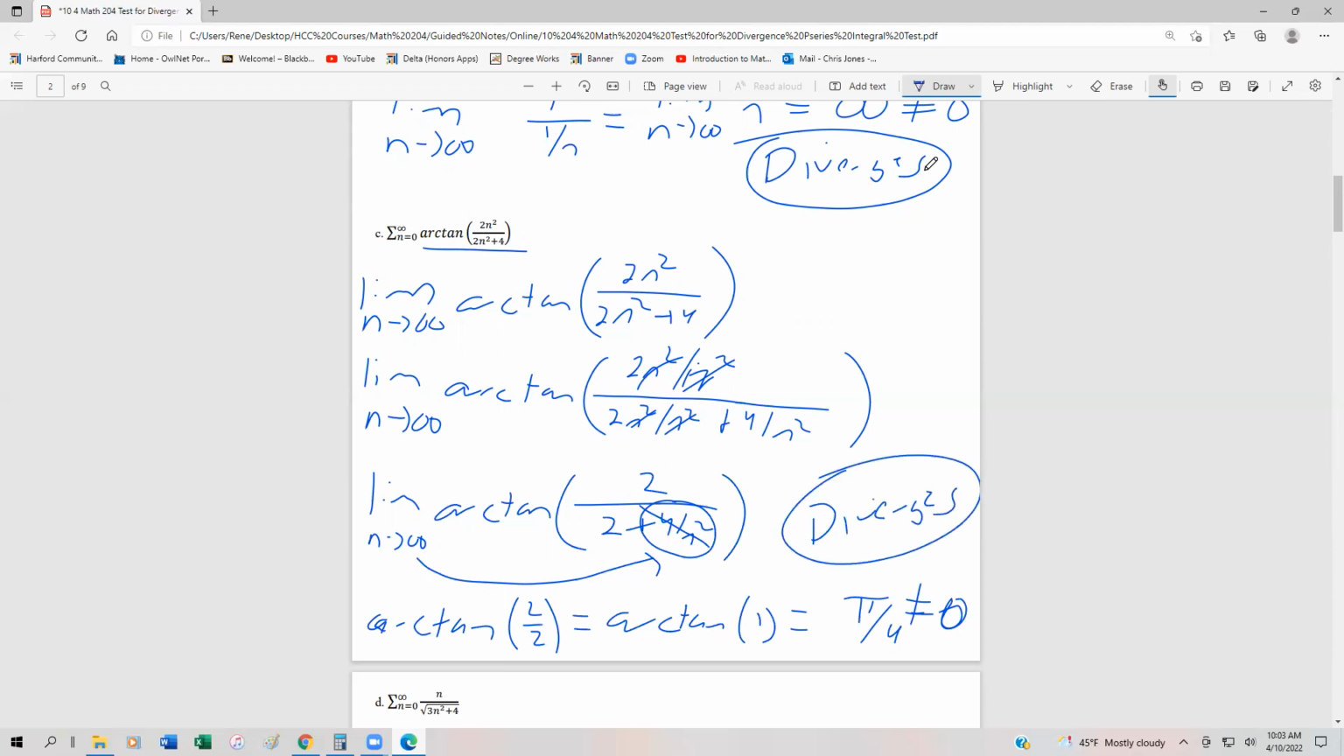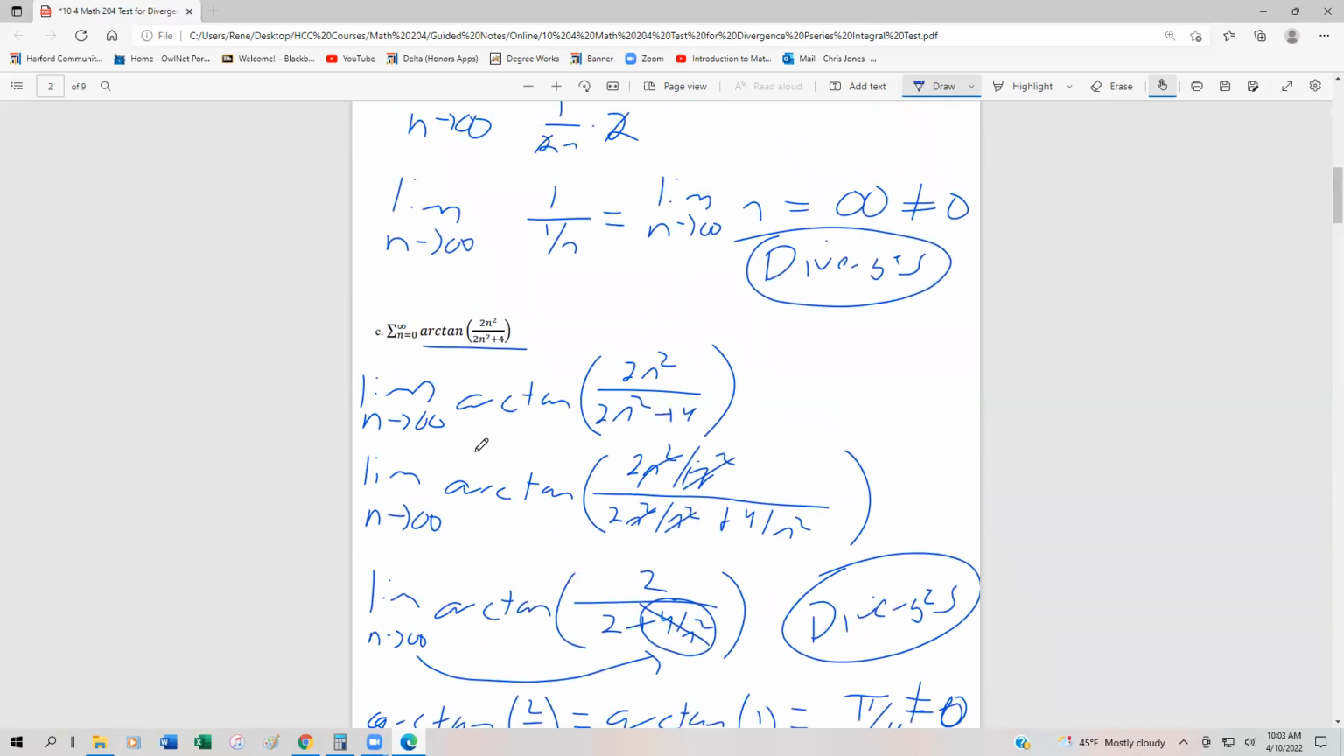So in our next video, we'll take a look at a couple more examples, but these are some of the more elementary types. And realistically, this is just an elementary Calc 1 problem where we evaluate an infinite limit and see whether or not the limit goes towards 0. And if it doesn't go towards 0, it diverges.